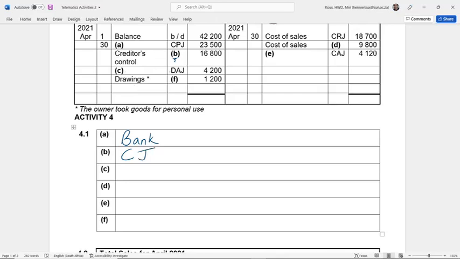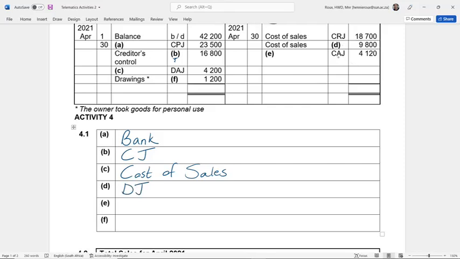C, the debtors returned, debtors allowance journal. But everything in the trading stock account is at cost price. So what they returned, we will debit trading stock with cost of sales, the cost price of what we sold. Number D, the previous one we sold cash because it says CRJ. Number D, we will sell on credit, and we sell on credit in the DJ.